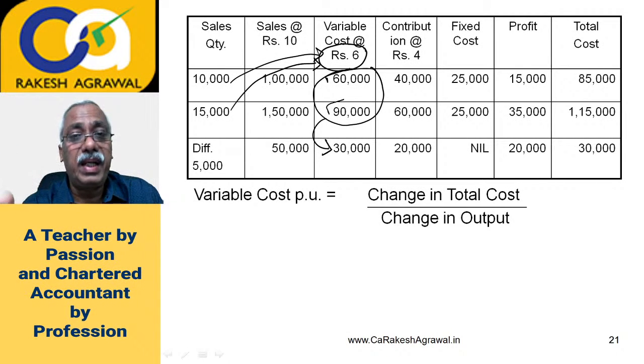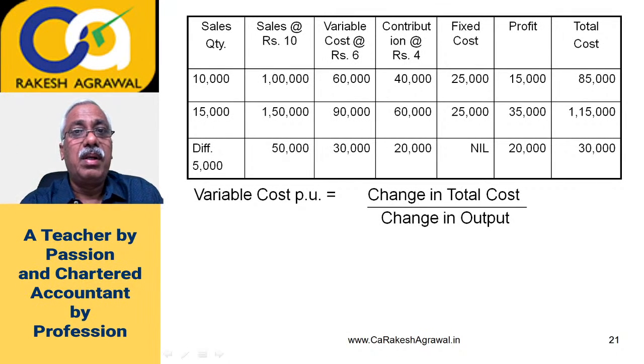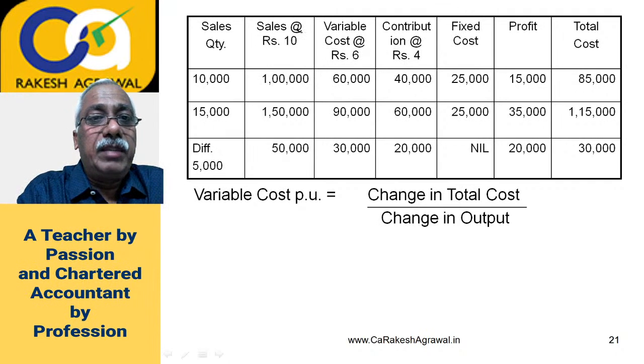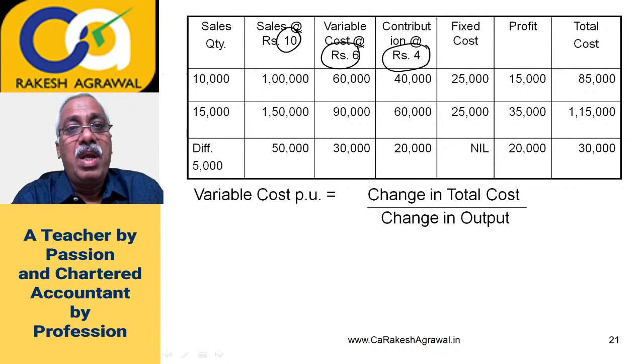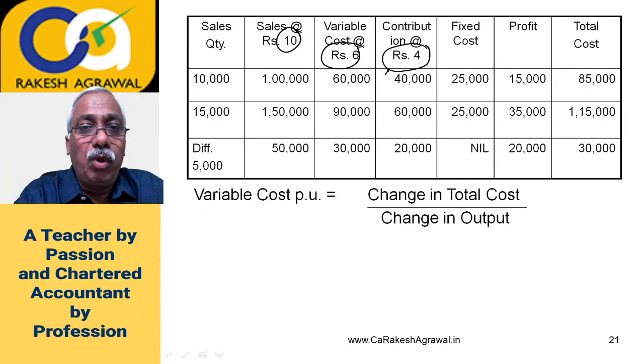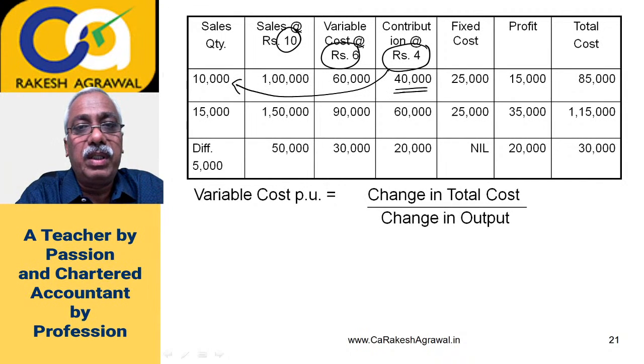I'm just explaining the data, then I will explain the formula. Now, sales price 10, variable cost 6, 10 minus 6, contribution per unit will be 4. Now, contribution per unit 4 rupees into 10,000 units, my total contribution will be 40,000.